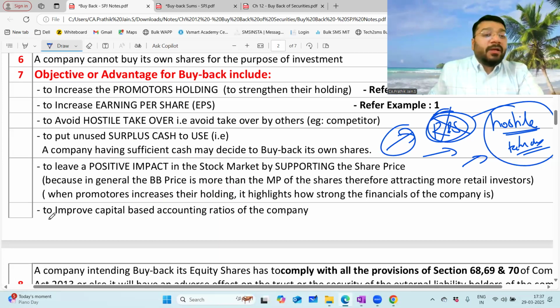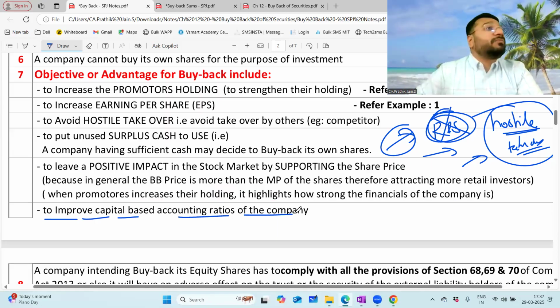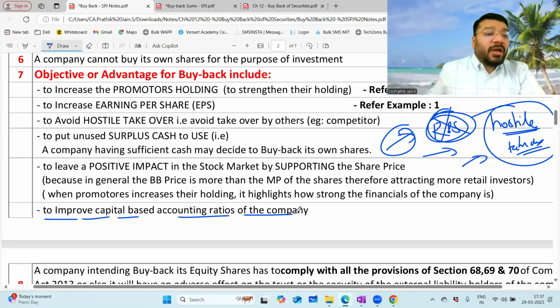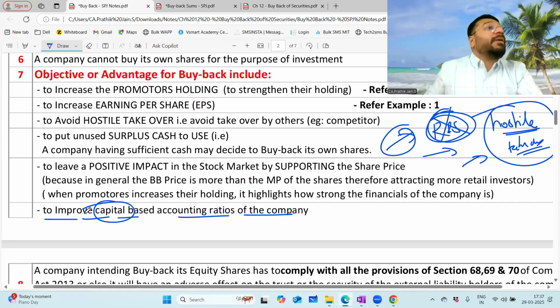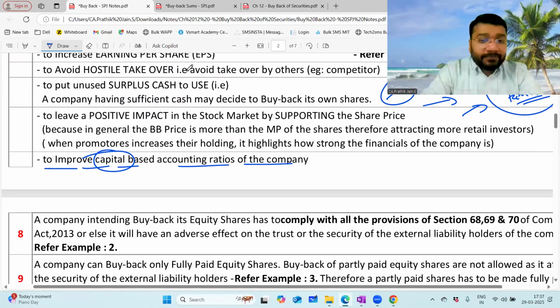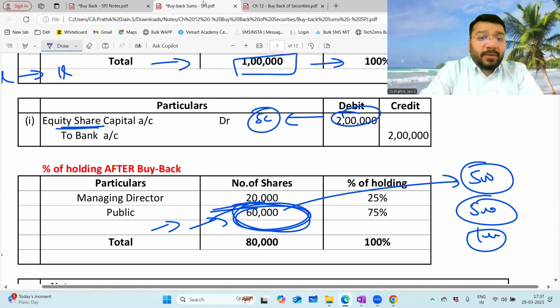Now, the next objective and advantage of buyback: to improve capital-based accounting ratios, like the debt equity ratio and the total asset to debt ratio. Now, the capital-based ratio I'm talking about is the debt equity ratio. To improve the capital-based ratio, some companies may opt for buyback. Any problem in this?